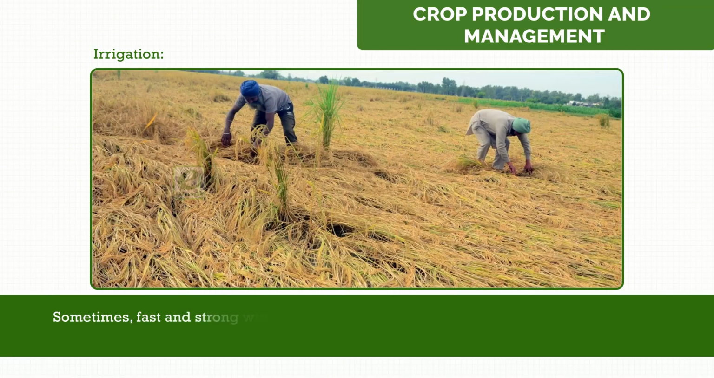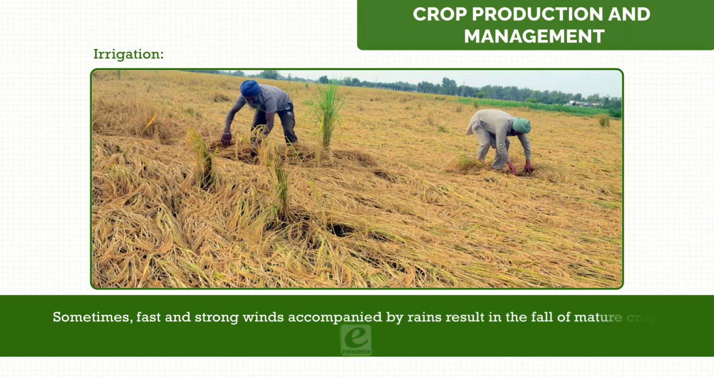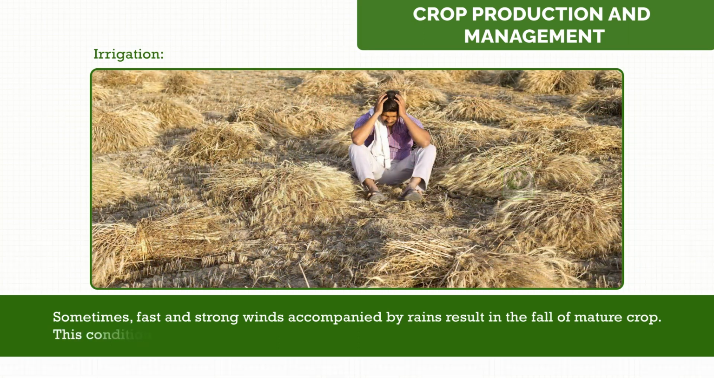Sometimes fast and strong winds accompanied by rains result in the fall of mature crop. This condition is called lodging and it results in poor produce.